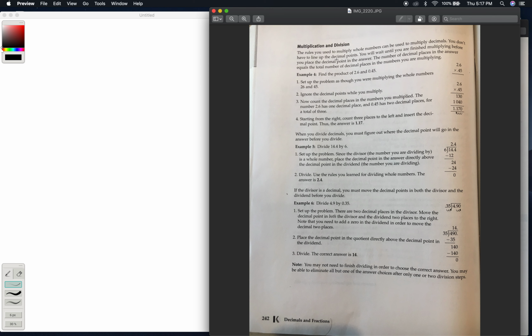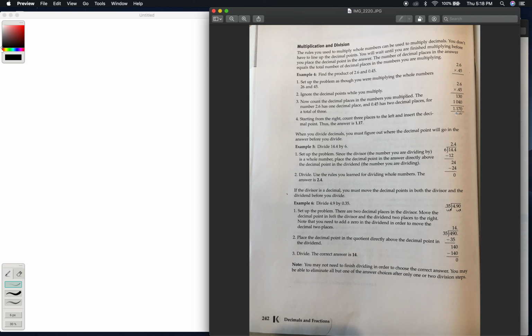The rules you use to multiply whole numbers can be used to multiply decimals. You don't have to line up the decimal points. You will wait until you are finished multiplying before you place the decimal point in the answer. Basically, this decimal point is three places over, and this one is one place over, counting from the far right. So whatever your answer is here, you'll add these decimal places and it'll be three spaces to the left, okay?